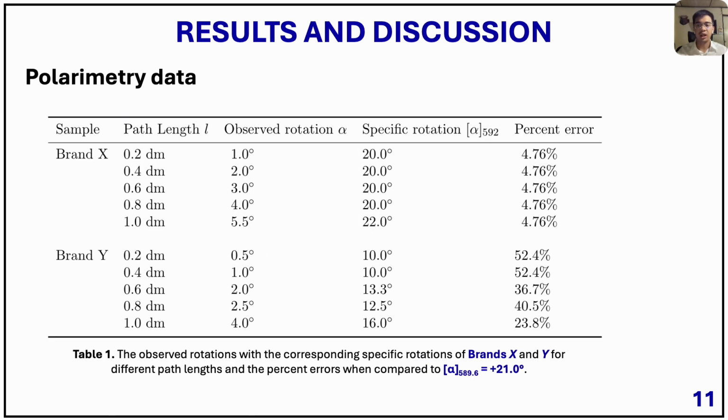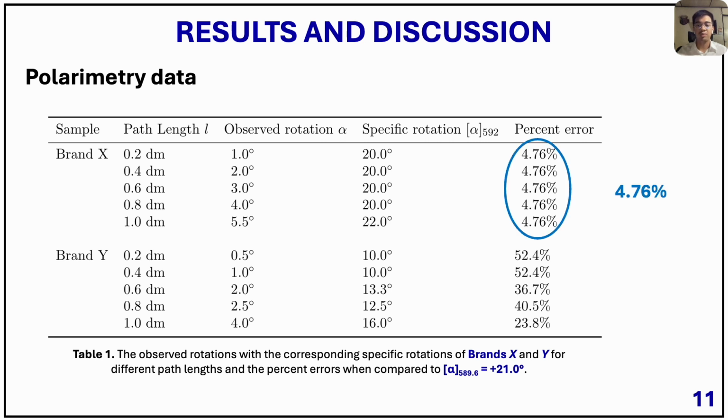Table 1 presents the calculated specific rotation values derived from the observation. Note that from the literature, the specific rotation is derived from the observation when a light source with a wavelength of 589.6 nanometers is used. However, the peak emission wavelength used in the experiment is 592 nanometers. Therefore, the values obtained are expected only to be close to the literature values.